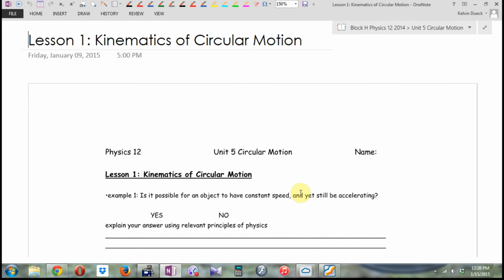What we're going to do is spend about 4 lessons looking at the properties of circular, or fancy word, centripetal motion. And then we're going to try and link it to gravity and orbits. And so we start out with the question.